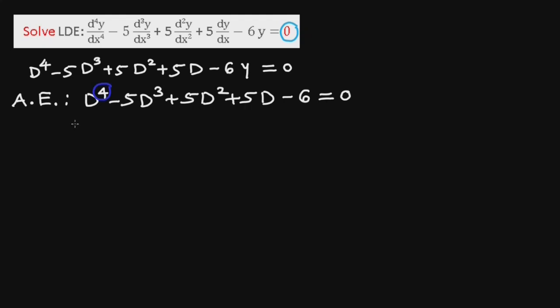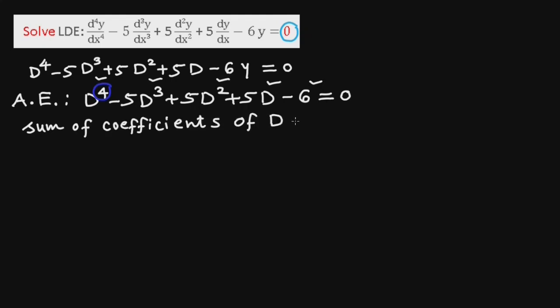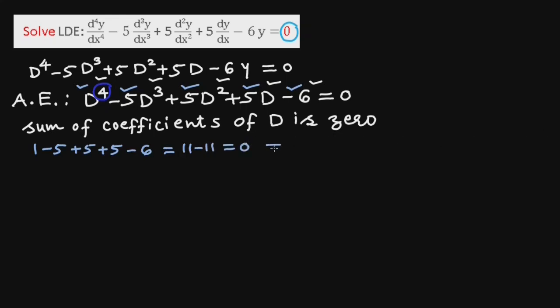First of all, write the polynomial in the descending powers of d. Here, the descending powers of d are 4, 3, 2, 1 and 0. Next, check if the sum of coefficients of d is 0. The coefficients are 1 minus 5 plus 5 plus 5 minus 6, which is 11 minus 11, 0. This implies d minus 1 is a factor of the polynomial f(d).